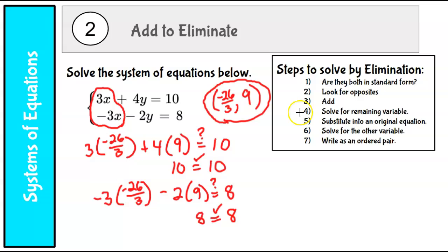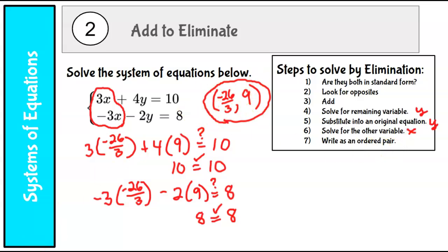You solve for the remaining variable. So one of them is going to cancel out. You're going to solve for the remaining variable. You're going to substitute that remaining variable back into the original equation and solve for the other one. So in this case, we solved for y, and so then we substituted our answer back in for y, and then we solved for x. And then you write it as an ordered pair.